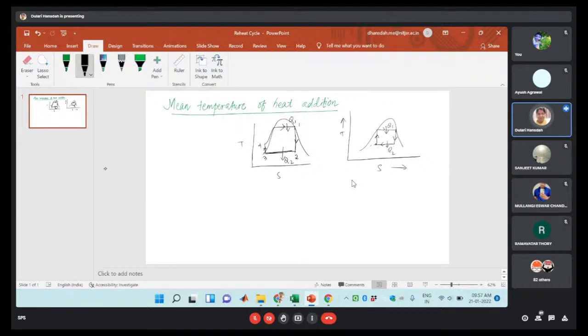Now I'm going to discuss the mean temperature of heat addition. What is that? In the Rankine cycle, the efficiency will depend upon the mean temperature, meaning the temperature at which we can get the maximum cycle efficiency. So the Rankine cycle efficiency is a function of your mean temperature, that is your Tm1.